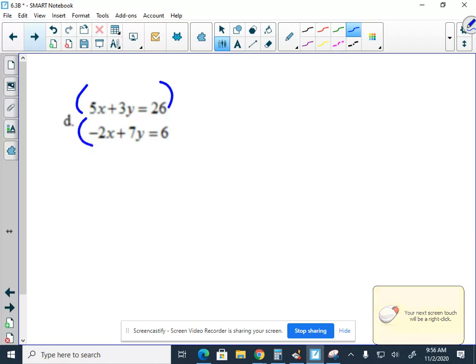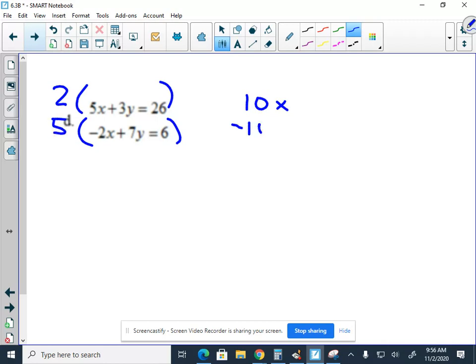So instead, I'm going to take this 5 times 2. And you say, where does the 2 come from? I just steal it from here. If I take it times 2, that's going to be 10x. But if I take this one times 5, that's going to be negative 10x. Ding, ding, ding. They're going to eliminate. It doesn't matter which one you use. It just matters that you get them to match, and one's positive and one's negative. So we're going to do it this way.